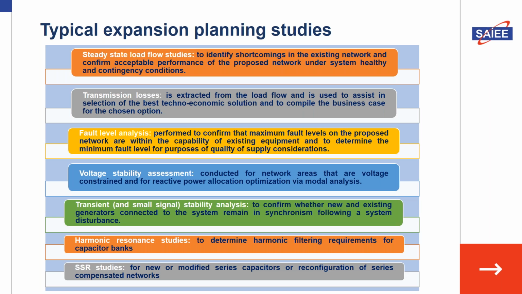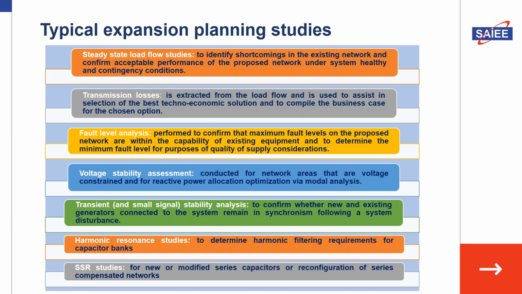The other important study that we do is looking at transients from a small signal perspective, mainly when you're connecting large-scale generators onto the power system, to make sure that the system remains in synchronism as a result of small signal disturbances. When we're bringing on capacitors onto the system, mainly shunt capacitors, we have to do the harmonic resonance studies to determine if there are going to be any harmonic filter requirements to compensate for any harmonics that are generated.